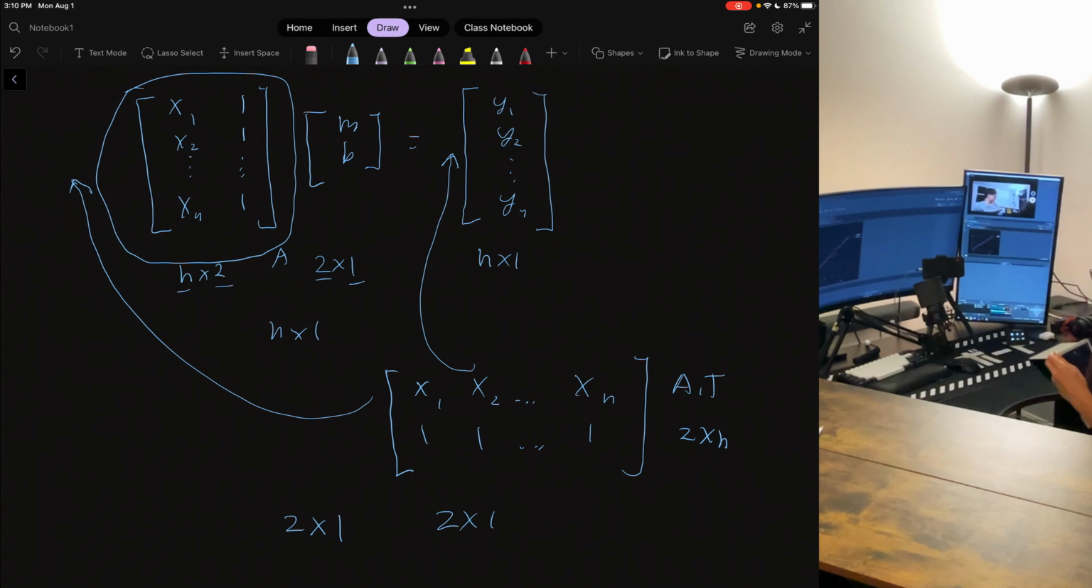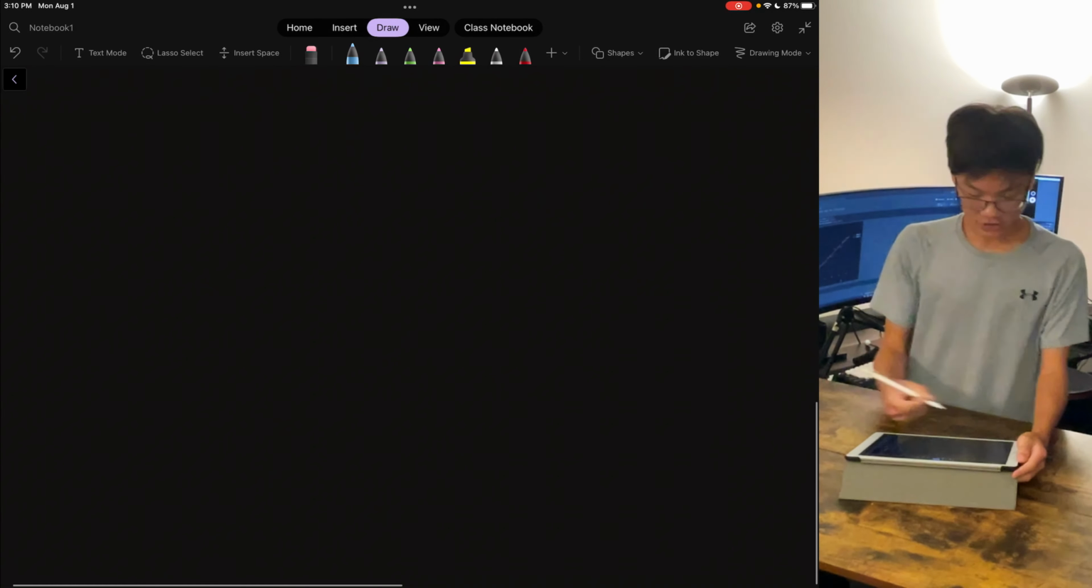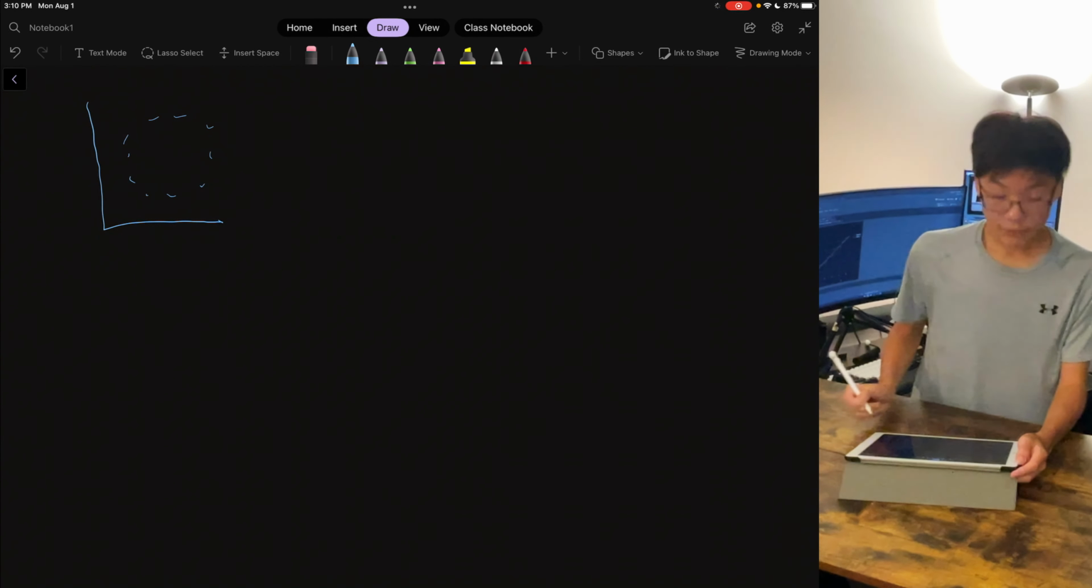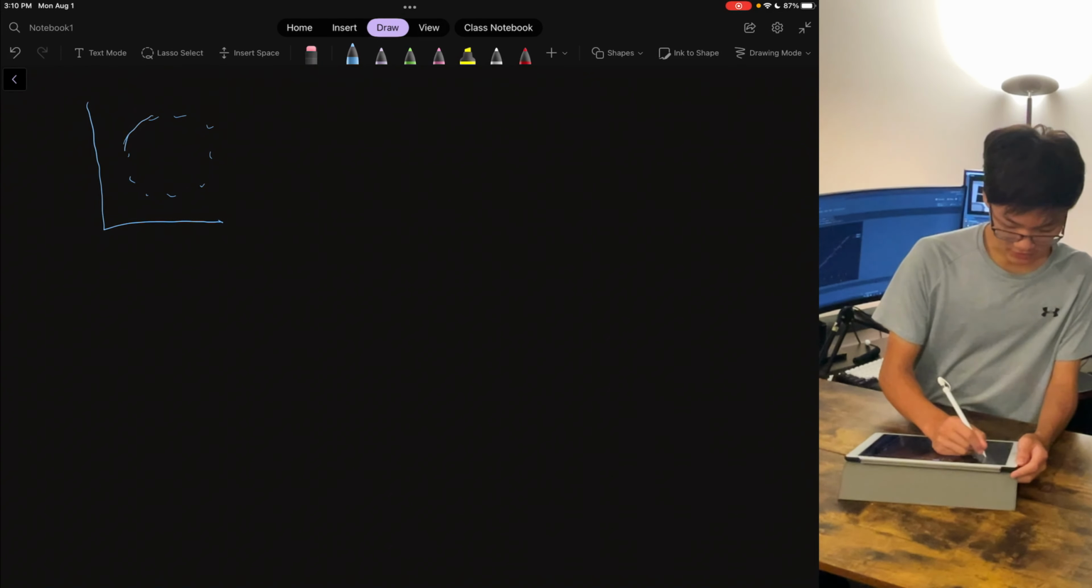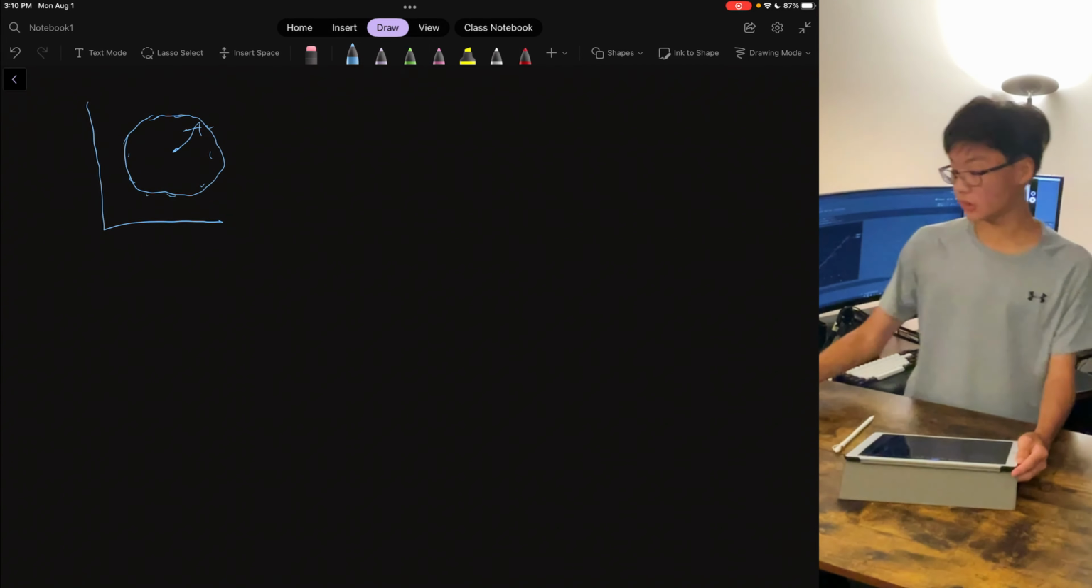Now, going back to our original idea. So we have some data points in a circular pattern, and we want to draw the circle of best fit through these data points, along with finding the center and the radius of the circle.